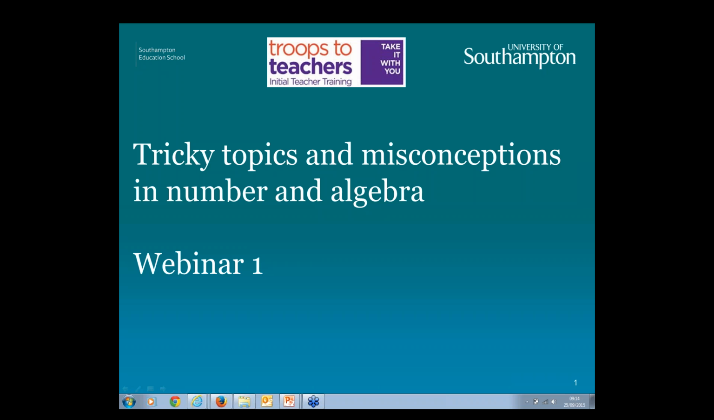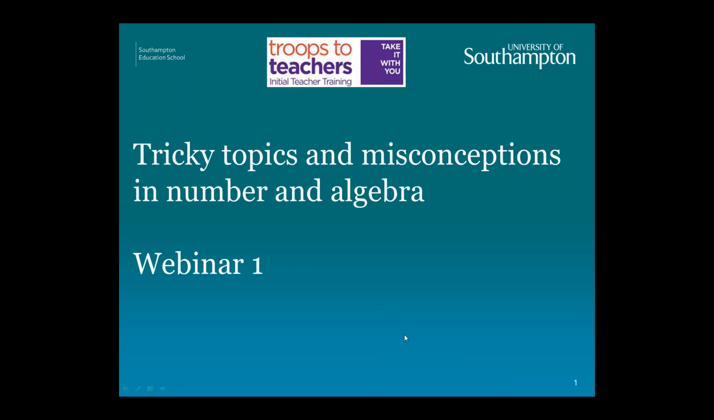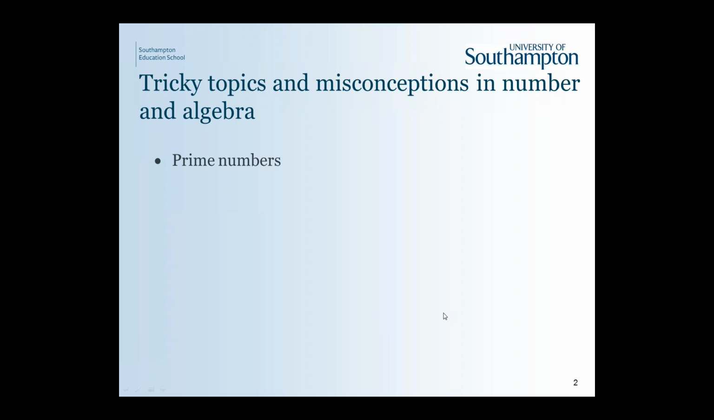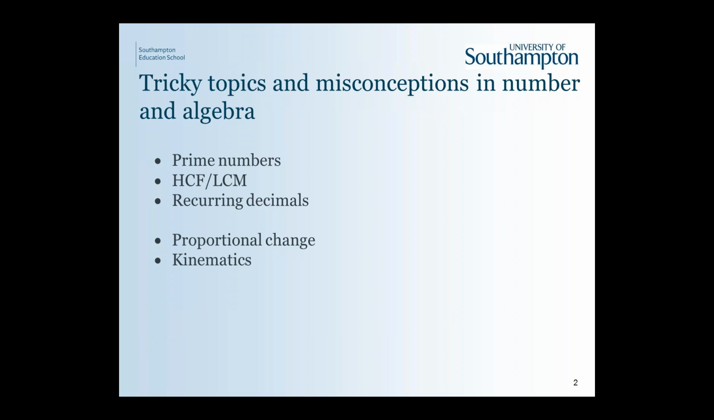This is Cohort 3 and we're going to be looking at tricky topics and misconceptions in number and algebra. In particular, prime numbers, highest common factor and lowest common multiple, recurring decimals, so that's the number side of it. We're going to be looking at proportional change and a bit of kinematics. So that's a bit of algebra and number.